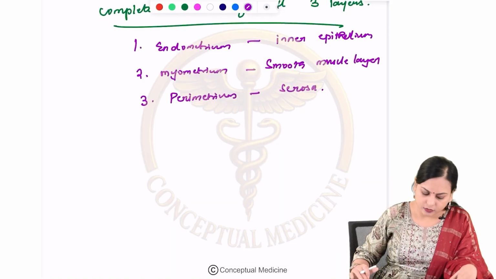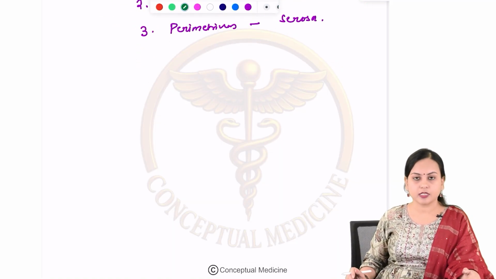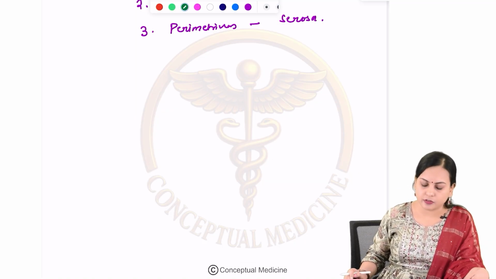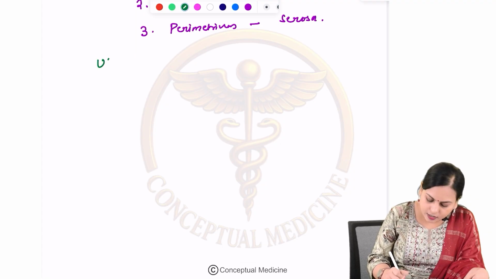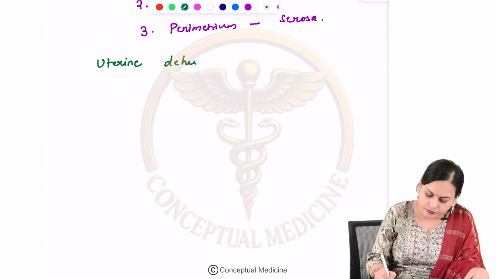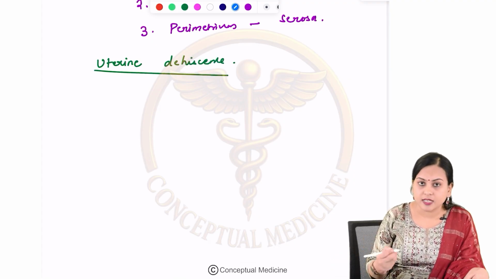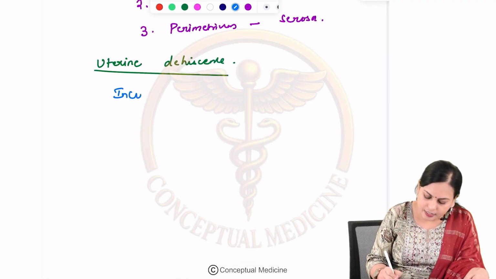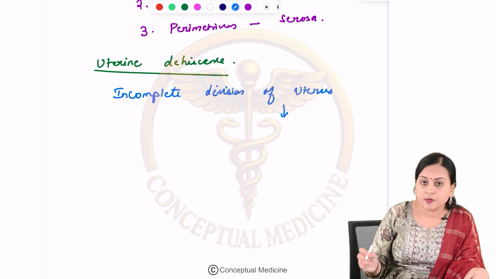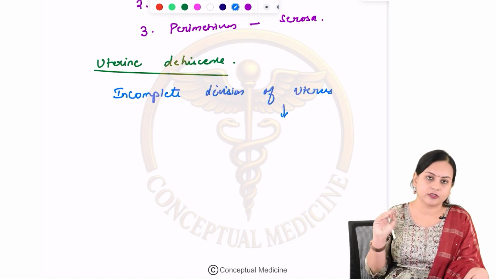Okay. Now, uterine rupture is an important obstetric emergency because there is a high risk of maternal mortality and morbidity as well. Okay. So, we will see another term that is related to uterine rupture, which is uterine dehiscence. Uterine dehiscence means there is incomplete division of uterus. That means the division is not going to penetrate through all the three layers.